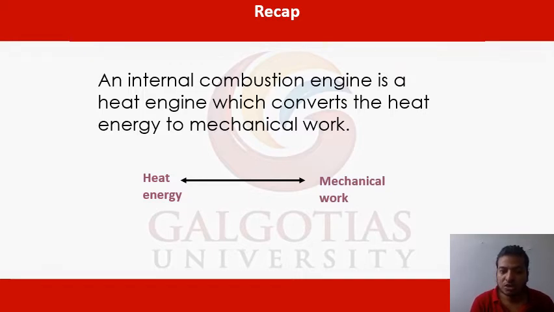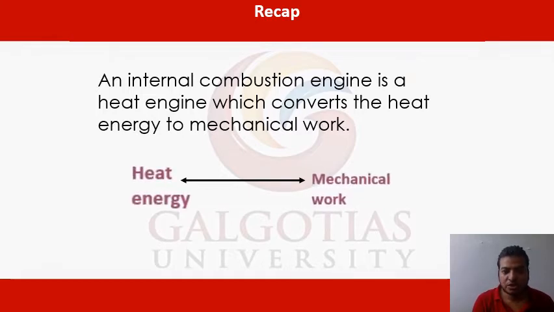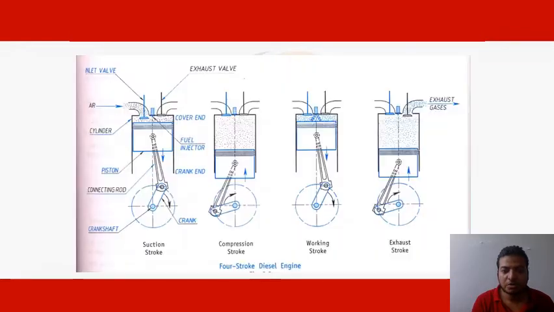So we can say that the internal combustion engine, the IC engine, is a type of heat engine which converts heat into mechanical work. Through the engine we can convert the heat energy developed by the fuel into mechanical work, and then the mechanical work is used to run our vehicle. Heat energy and mechanical energy are interchangeable.